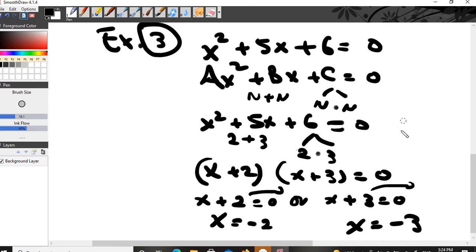So when we use -2 and -3, each will produce zeros. Let's use -2. If you square -2, it is going to be plus 4, and then 5 times -2 is going to be -10, plus 6. When you add it, 4 minus 10 plus 6 is 0, so it's correct. The -3 will produce the same thing.